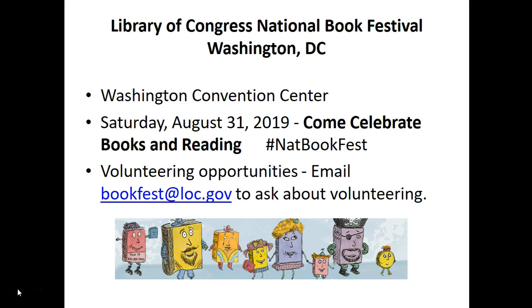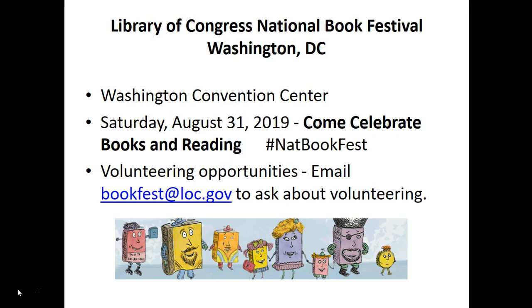Another book festival, this one, of course, if you have not been to the Library of Congress ever, please go. It's fabulous. I haven't been to this book fest, again, because I can't leave my 2 teenage boys alone because they do bad things. But soon I will be free to go to things like the Library of Congress National Book Festival. That's in DC at the Washington Convention Center. The next one is Saturday, August 31st, 2019. If you are interested in volunteering, you could email them at bookfest@loc.gov.